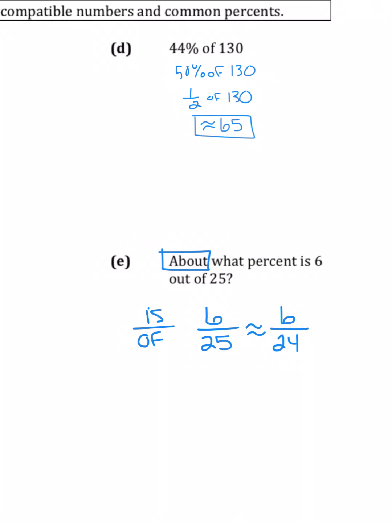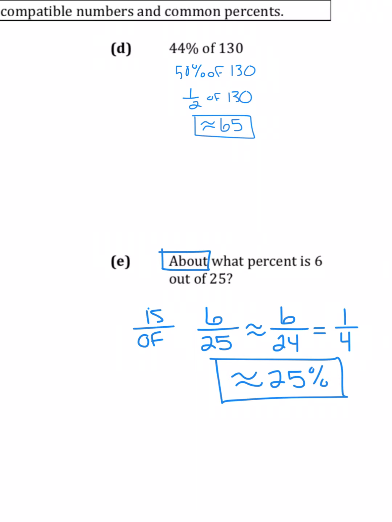Then the reason that's very easy to change to a percent is because it simplifies to 1/4. And I know that 1/4 is 25%. So when it says about what percent is 6 out of 25, I would say it's about 25%. Now make sure you include the percent symbol on this one because this was one of the questions that did not contain a percentage. All right, next.